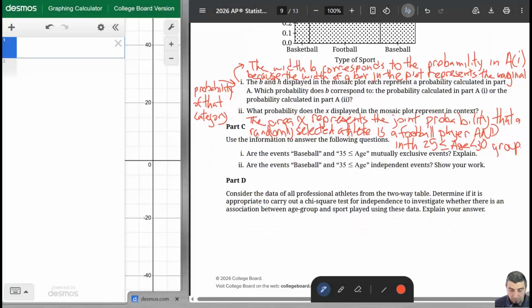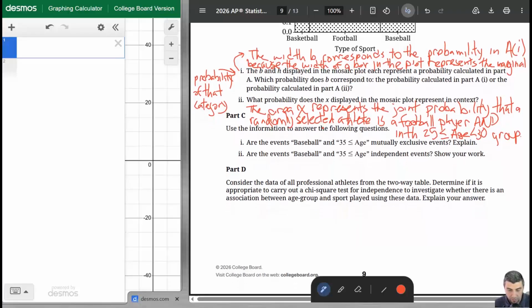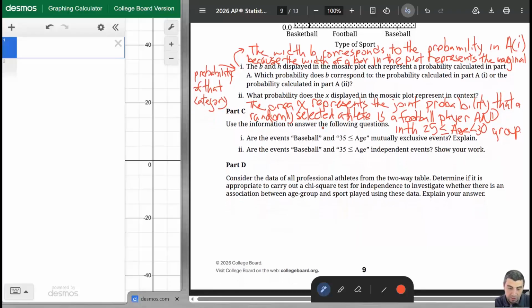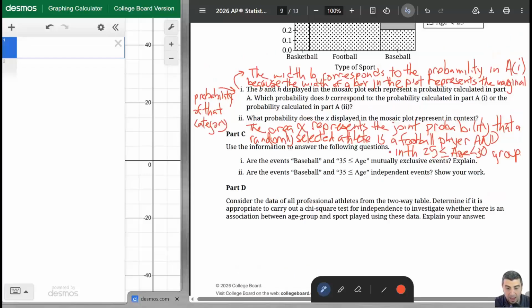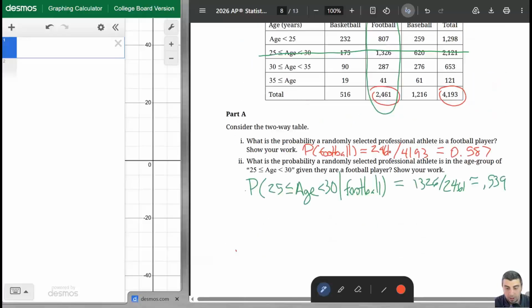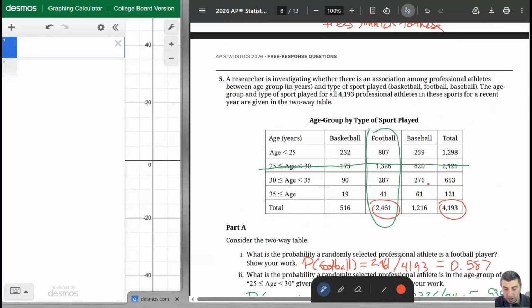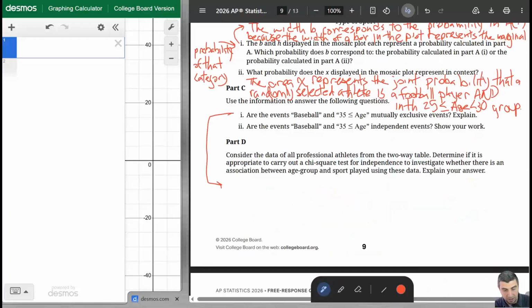Moving on to part C. Use the information to answer the following questions. I, are the events baseball and 35 less than or equal to age mutually exclusive events? Explain. Well, no, they're not mutually exclusive events, because if you look back at the table, there are actually 61 athletes that are in this age group and play baseball. So I'm going to actually answer this down here.